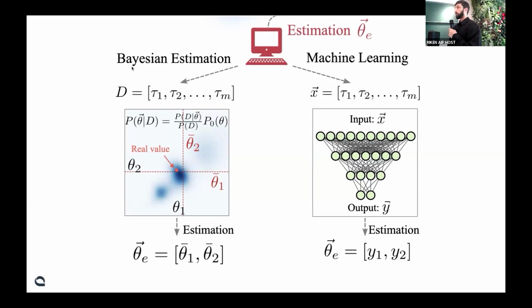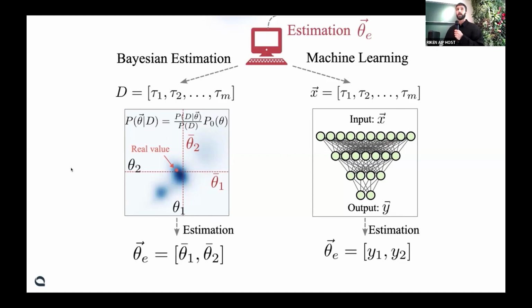So on the left, the Bayesian estimation method is what we take as our benchmark. It's the best known way of extracting these parameters. Given a data set, which is a list of time intervals from your detector, Bayesian estimation will give you a posterior over the parameters, here represented by a two-dimensional space of parameters theta 1 and theta 2. For the machine learning case, the data is again the same list of time intervals from the detector, and this type of data is fed into a different type of neural networks. And the output of these neural networks is now a point estimate for the parameters of the model. In this case, again, a two-dimensional parameter space.